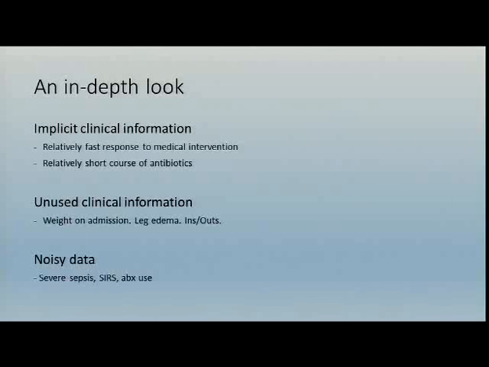So if we take another deeper look into what happened here, we see that there was a number of clinically implicit information that we did not utilize. The relatively fast response here to the medical intervention is key. The short course of antibiotics for pneumonia is also key. It's unusual to treat pneumonia for 5 days, and it's unusual for pneumonia to have this fast of a response. These things favor certain clinical diagnoses that I will get to in a minute. And use clinical information. We talked about the urine output of the patient, his weight on admission. We may have used the documentation of leg edema as well, among other things that could have been used.